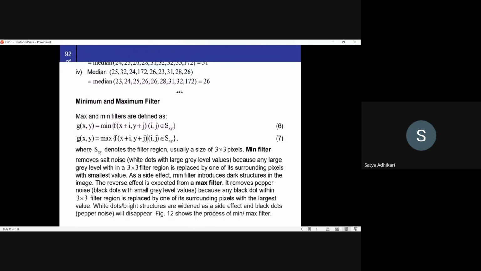That is, the minimum filter introduces dark structure. Obviously, dark structure, where the minimum gray level is darker, and the maximum filter is brighter. So obviously, the max filter introduces bright structure.